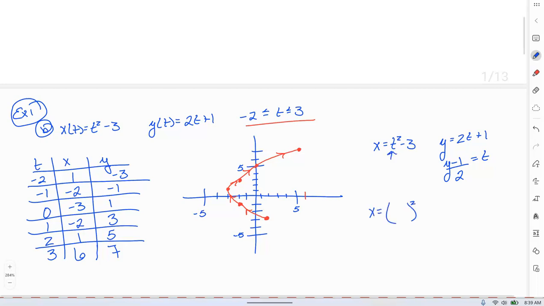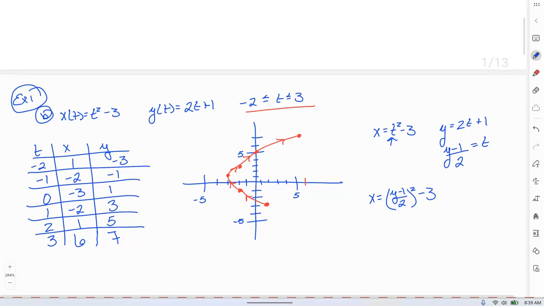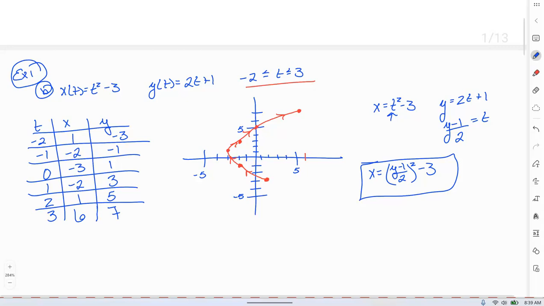So x equals t squared minus 3. t is going to be y minus 1 over 2. So there's my equation that's modeling this. And if I wanted to, I could FOIL some things out here, put it in standard form for a quadratic. I'm just going to leave it.